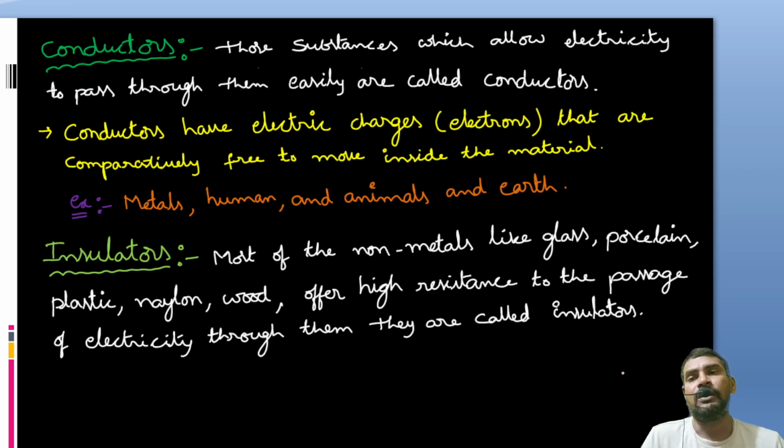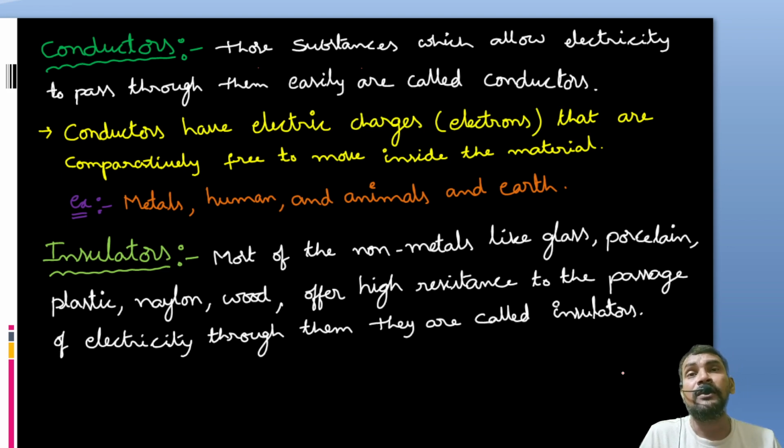We all know what conductors and insulators are, but let us see what a conductor is and what an insulator is. Conductors are the substances which allow electrons to pass freely through them. So there will be a free flow of electrons in a conductor. Examples are metals, humans, and animals, which allow free flow of electrons. They are good examples of conductors.